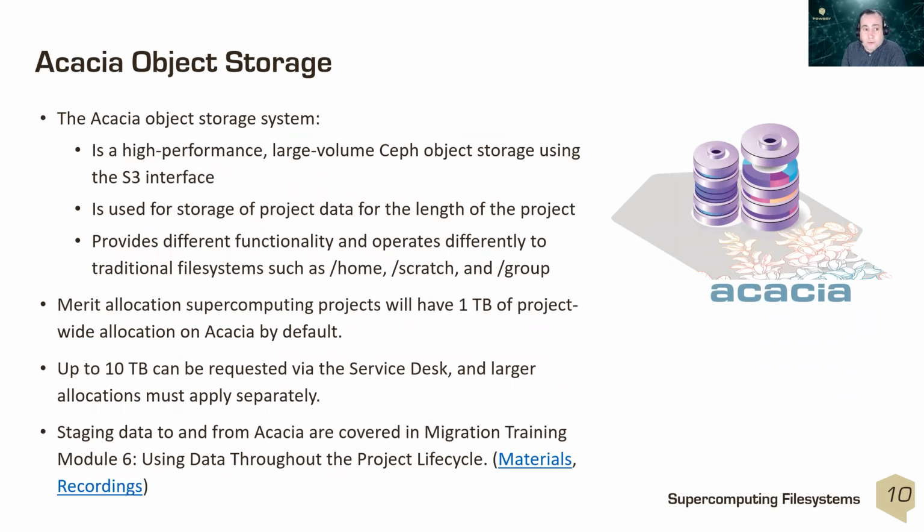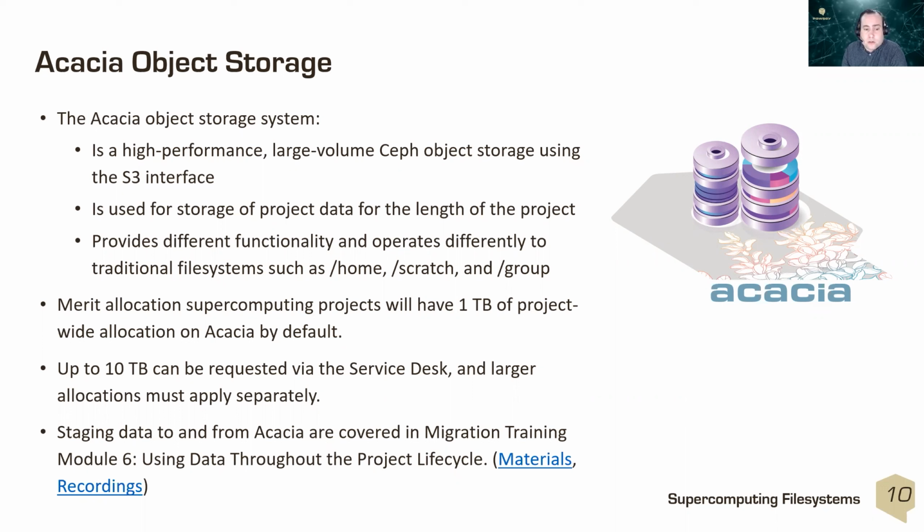So I've mentioned Acacia a few times. It's our new object storage system. It's a high-performance Ceph object storage that uses the S3 interface, and the intended use of it is to store project data for the length of projects. It operates in a slightly different way to the traditional file systems that you may be familiar with, such as Home, Scratch, and Group.